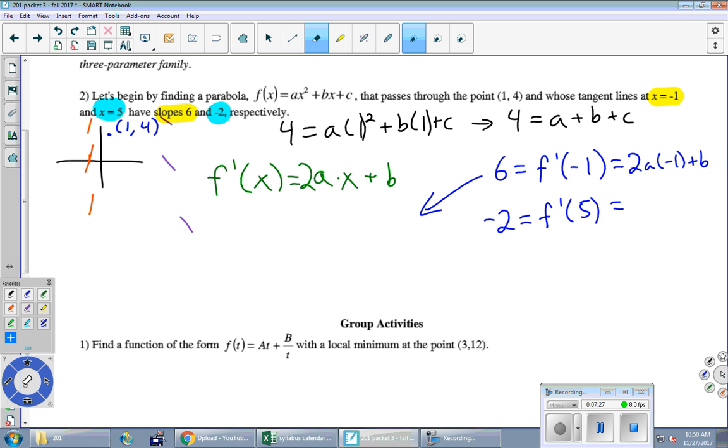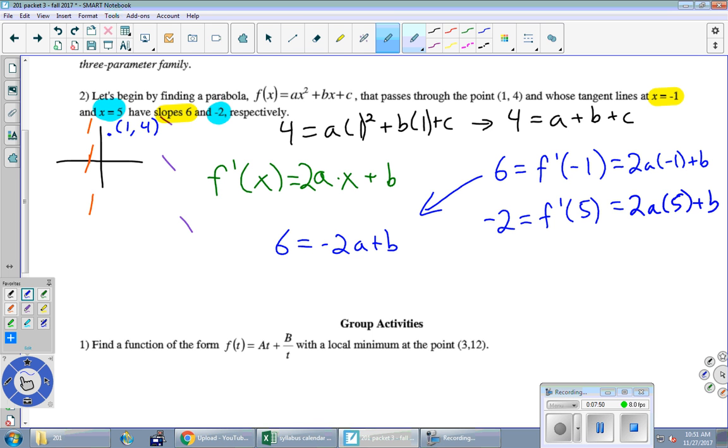Okay, so we plug in and then we'll just start simplifying. So this becomes 6 equals, that's just -2a plus b. That's one equation there. And then we'll go to the second blue equation and we'll plug what number in for the green x? 5. So 2a times 5 plus the b. 10a plus b.